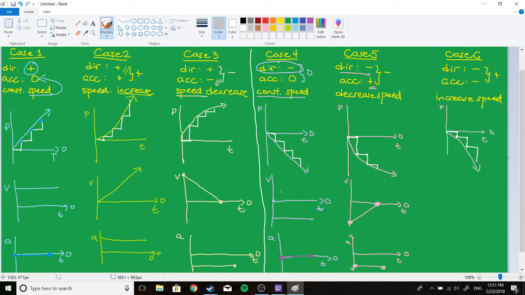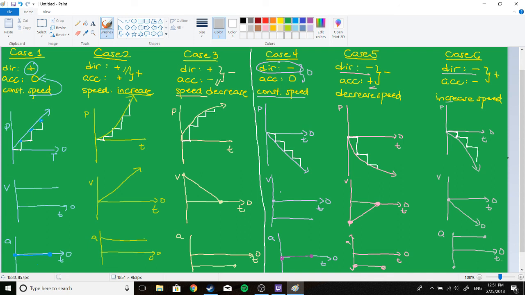Okay? For velocity time graph, this is 0. If it's increasing in speed but in the negative direction, let's start with direction. Direction is negative, so you know that you're going towards the negative. But if you're increasing in speed, you're moving away from 0. Moving away. So that's how your velocity time graph would look like. And finally, acceleration versus time is just a straight line. Negative times negative is positive, so it's just a straight line above 0.